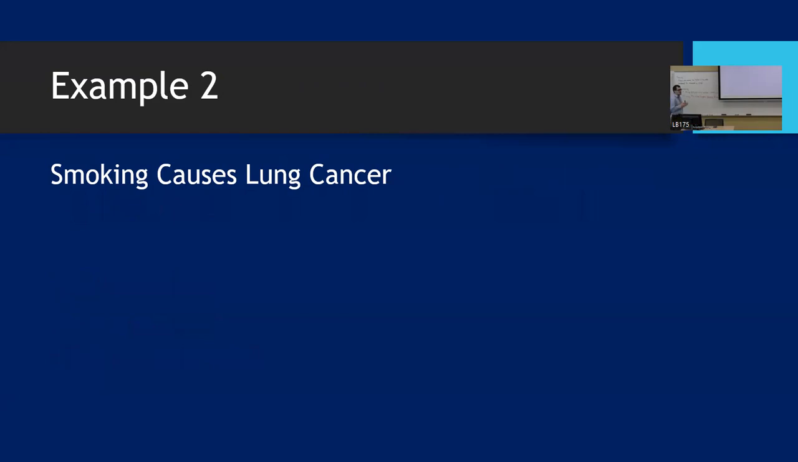Now, another type of statement that you can see in statistics is something like this: smoking causes lung cancer. All right. Now, again, this is kind of like the previous one.